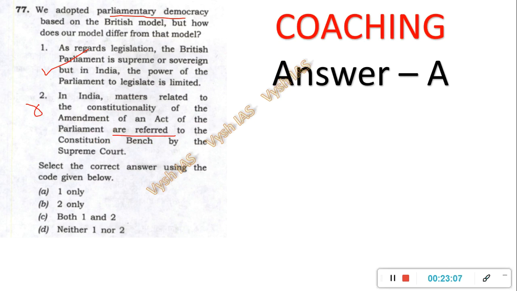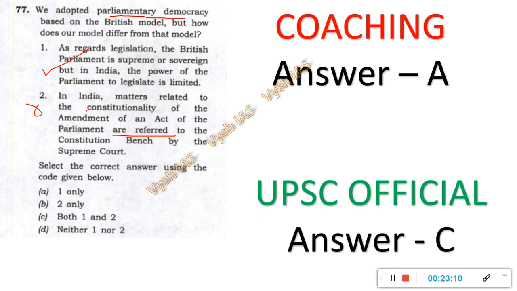They say 1 only is the correct answer, but the answer is actually C, because it is not telling that they are mandatorily referred. It can be referred. That is the meaning of this statement, but they simply overthought it and confused it and told answer A, which is wrong. Actually the answer is both 1 and 2, C, because it can be referred to the constitutional bench by the Supreme Court. There are several cases for this, which are in our test series and textbook.